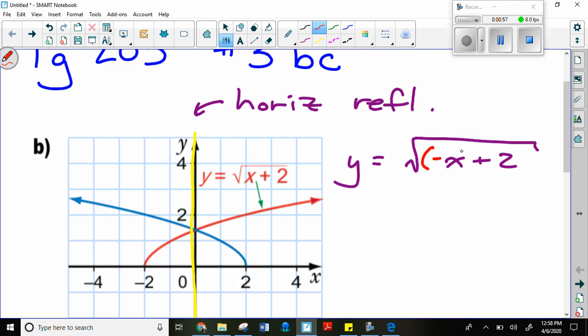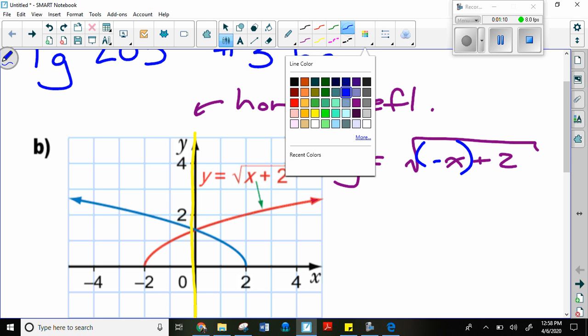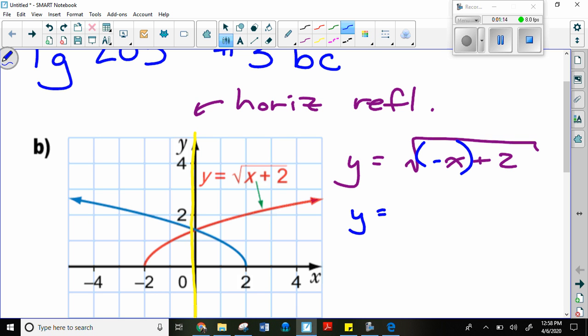Oh, I should have done that in blue. I'm going to do it in blue, because that's the graph that we're trying to match. Okay, so what would this end up being? It would end up being y equals the root of negative x plus 2.